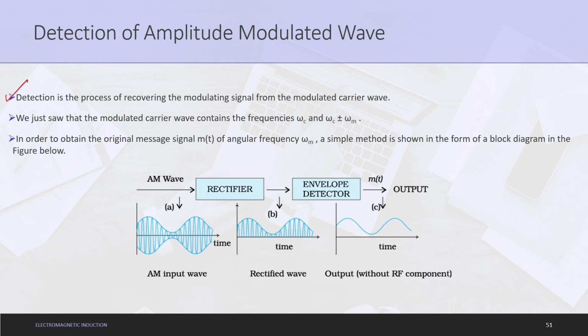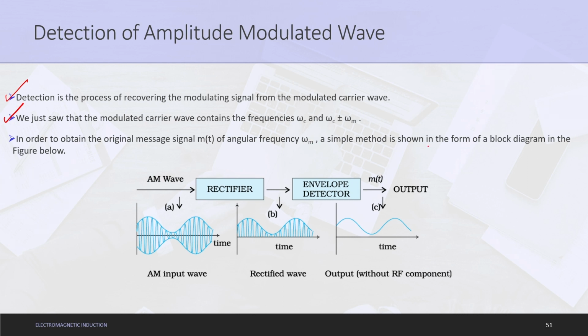We just saw that the modulated carrier wave contains the frequencies omega c and omega c plus minus omega m, as it was explained in the mathematical formulation also, because the band pass filter has already rejected all other frequencies which were not omega c or omega c plus minus omega m. So, in order to obtain the original message signal, that is m of t, which has an angular frequency omega m, where the subscript m denotes message signal.